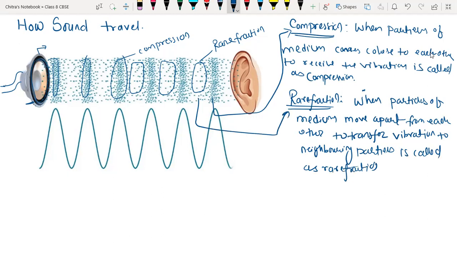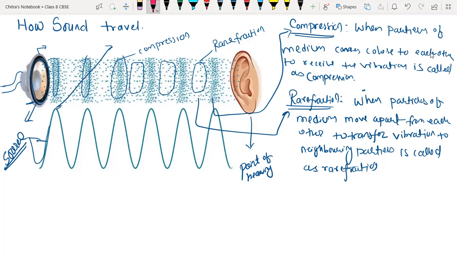So by continuous compression and rarefaction of the particles of the medium, sound travels from the source. This is the source of the sound, and here is the point of hearing, the listener. Between the sound source and the point of hearing, the sound waves produce a wave-like structure, as you can see, I have drawn the waves here also.